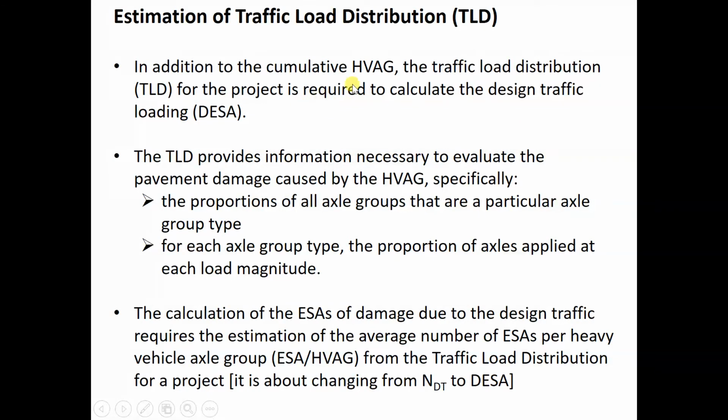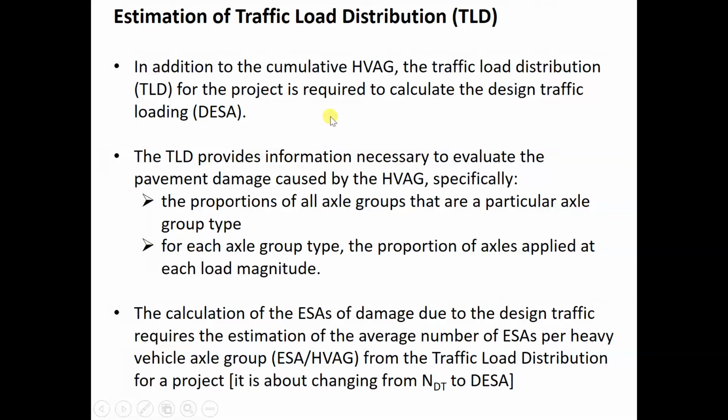So we need the traffic load distribution for the project. In addition to the cumulative HVAG, the traffic load distribution for the project is required to calculate design traffic loading. So we actually need to find the design traffic loading, and that means that we need to convert this HVAG to the design equivalent standard axle. So that means that the HVAG we need to change it to ESA, equivalent standard axle.